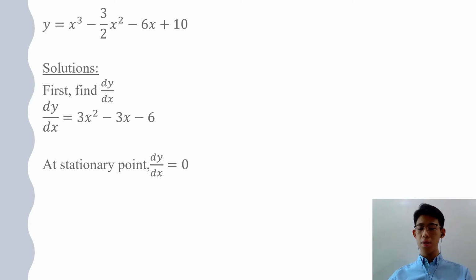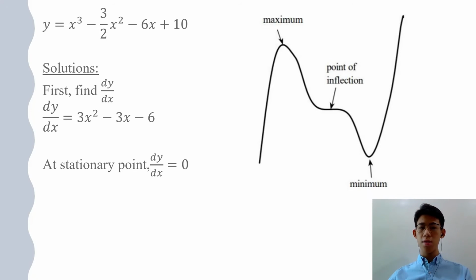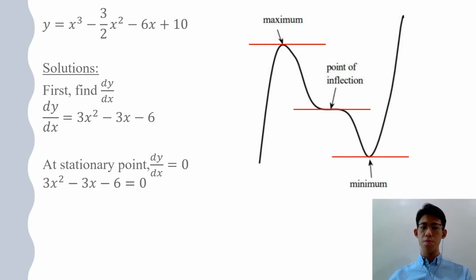As an example, here is the curve, and this curve contains 3 stationary points, which are maximum, minimum, and point of inflection. If we draw a straight line passing through these 3 points, the gradient of the straight line will equal 0. By doing so, we will find the x-coordinate of the stationary point.